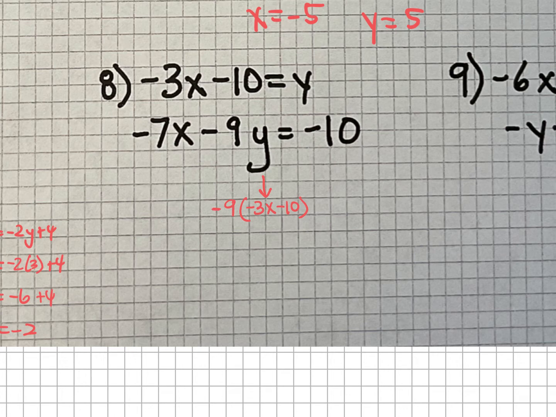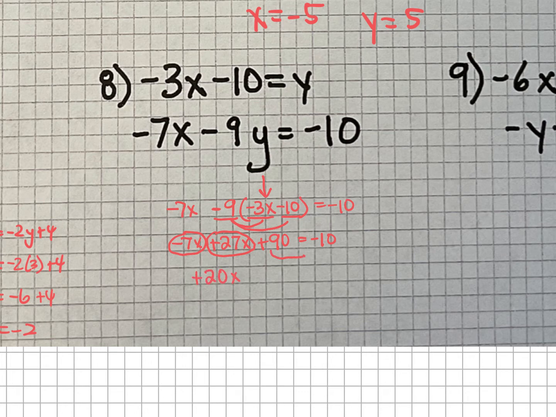Let's see if you guys did that right. Negative 7x equals negative 10. Okay, so we have negative 7x. We have negative 9 times negative 3x, which is positive 27x. We have negative 9 times negative 10, which is positive 90, equals negative 10. Okay, let's see. 7 people fighting for the negative x team, 27 people fighting for the positive x team means the positives are going to win by 20 people, so positive 20x.